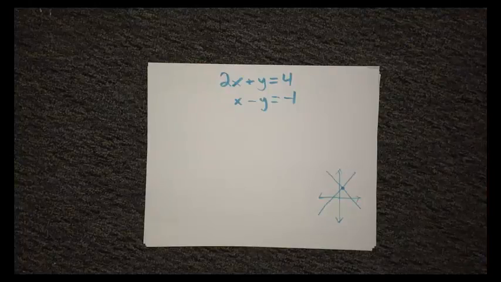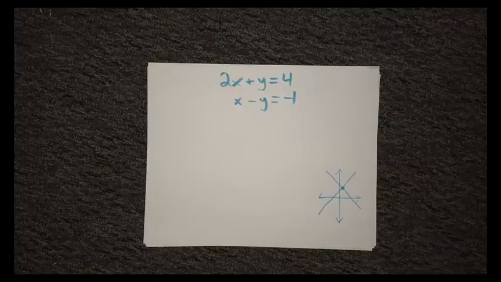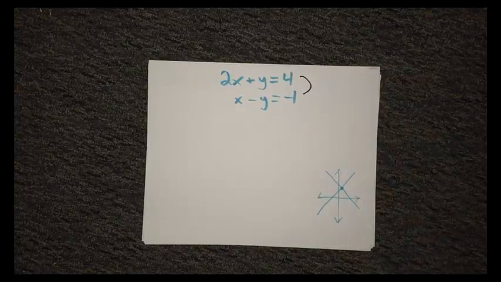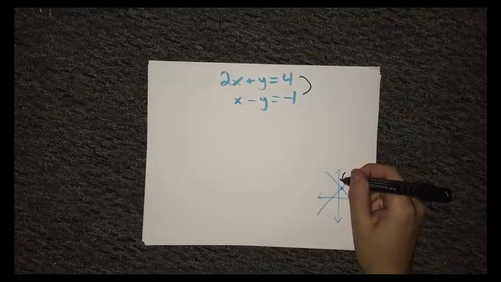Here we have two different linear equations with two different variables. With these equations, we can find at what point the two graphs intersect. To do this, we're going to need to solve the equations simultaneously. This will give us that point on the graph.